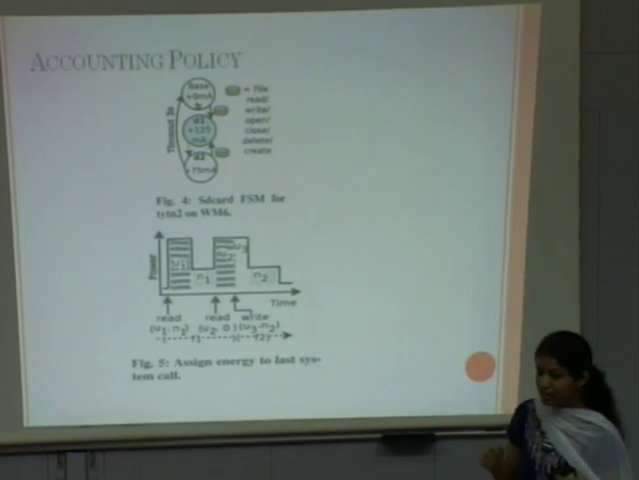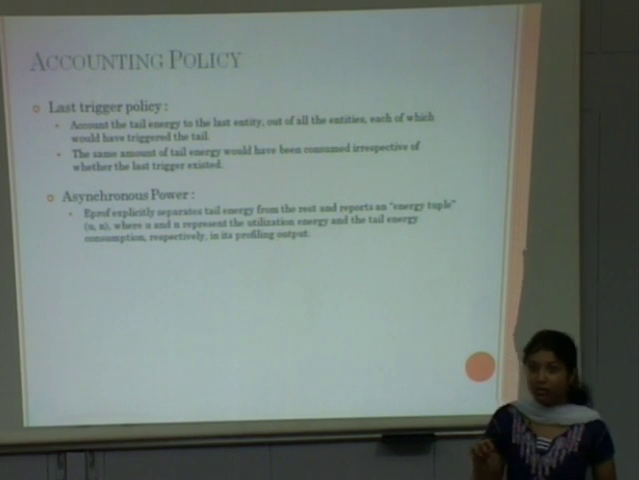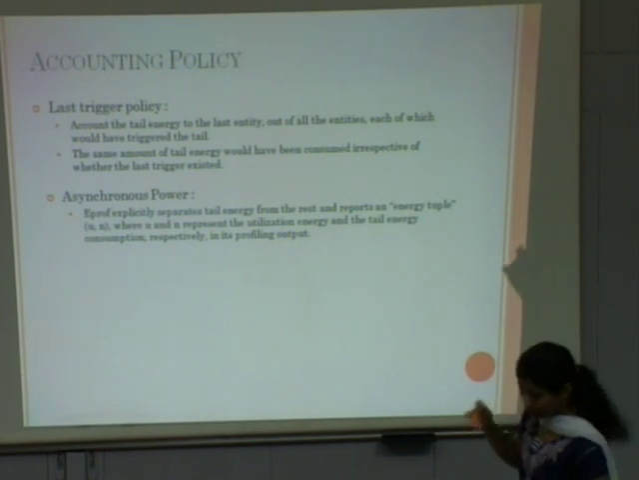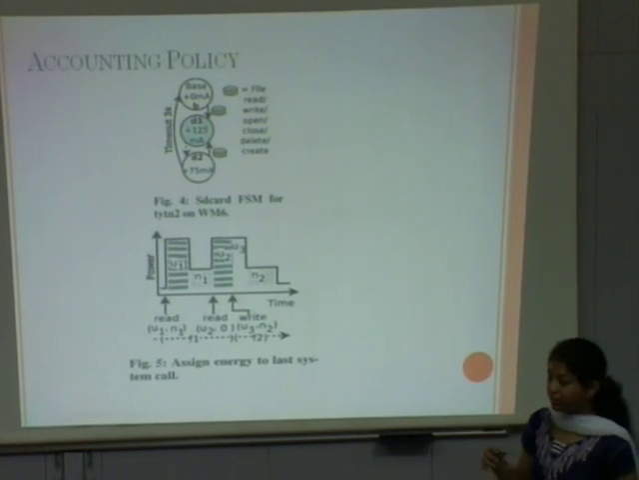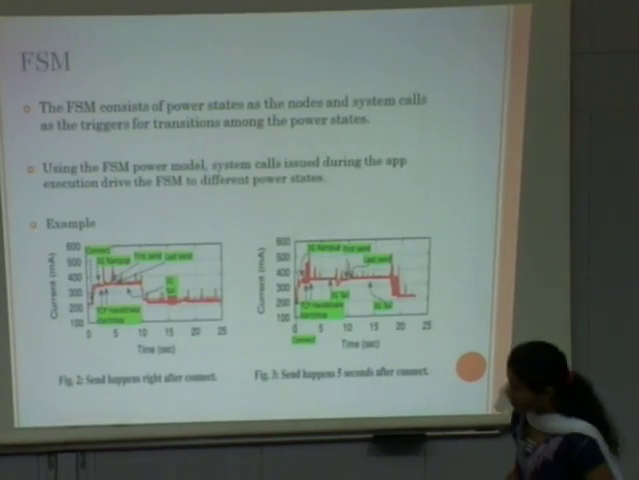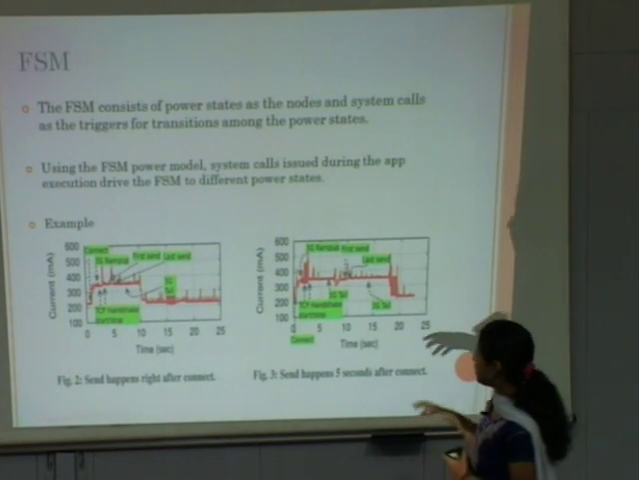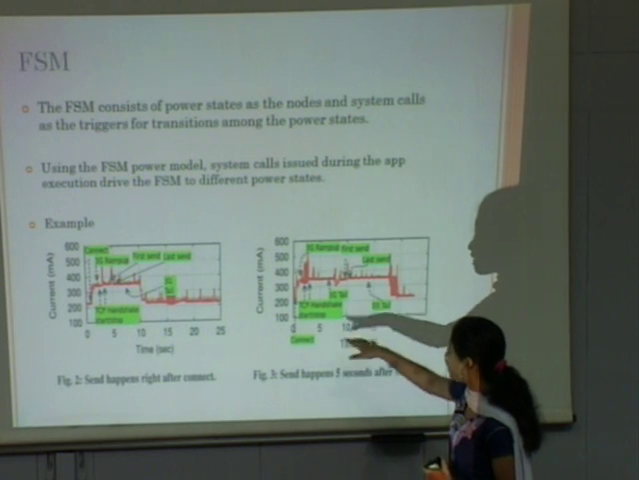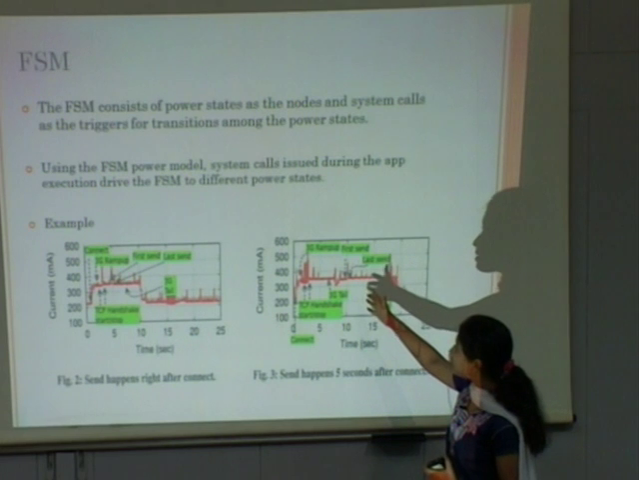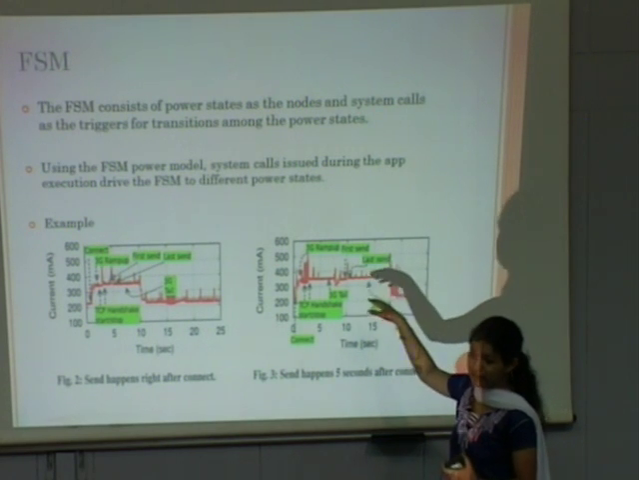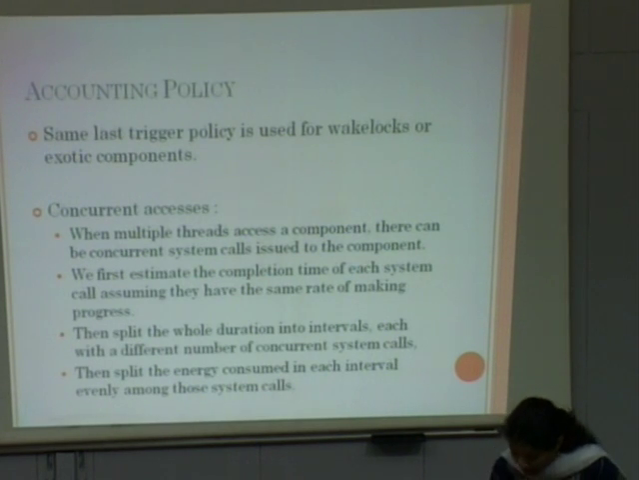So tail energy is being wasted everywhere. Now we have to account for each energy. If we are measuring the energy directly, then we will see that for this amount of time so much energy is consumed. So we still can't know why it is consuming energy even after the send is completed. To account for that, we'll take an example.